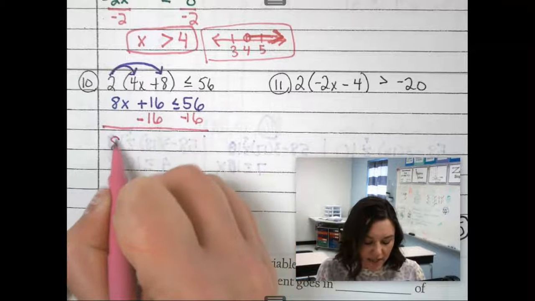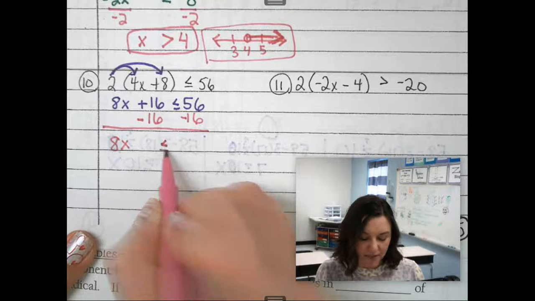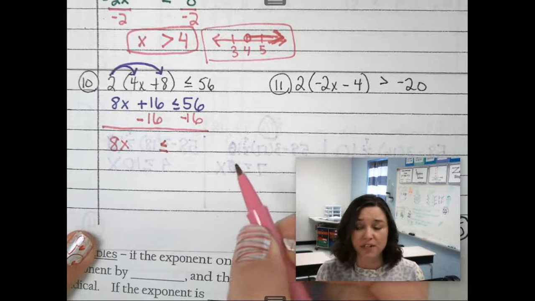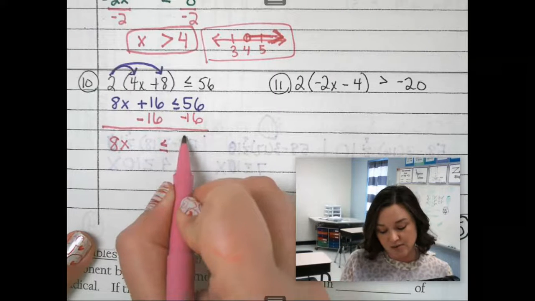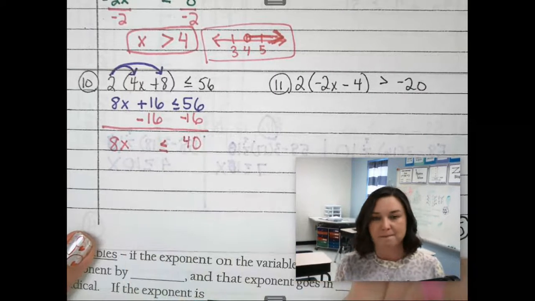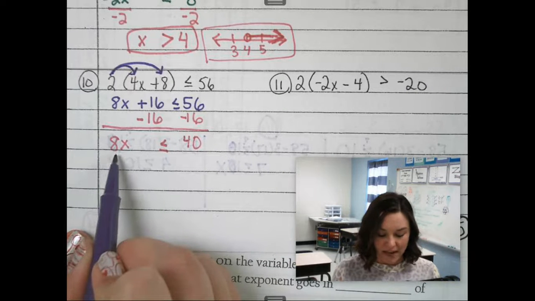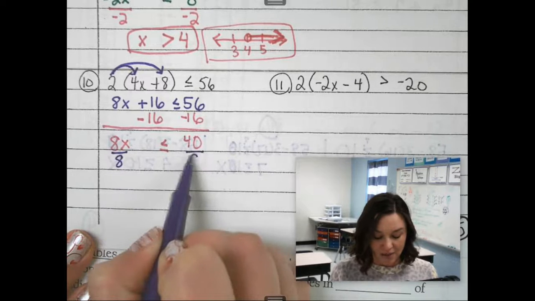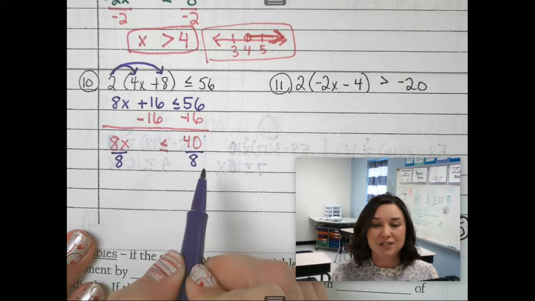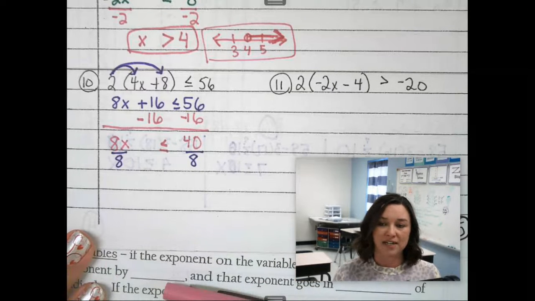So that leaves me with 8x here. 16 minus 16 is 0. I bring down the less than or equal to sign because I didn't multiply or divide by a negative. And 56 minus 16 is 40. Then we've got a 1-step inequality. It multiplies by 8, so I need to divide both sides by 8. Now I am dividing both sides, but I'm dividing by a positive, therefore it still leaves the sign how it is. We only flip that sign if we're dividing or multiplying by a negative.